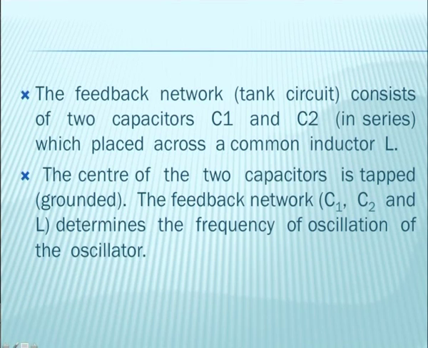Then the feedback network, that is the tank circuit, consists of capacitors C1 and C2 in series placed across a common inductor L. The center of the two capacitors is tapped, that is grounded. So the feedback network C1, C2 and L determines the frequency of oscillation of the oscillator. The tank circuit in the feedback network provides the necessary oscillation in Colpitt's oscillator.